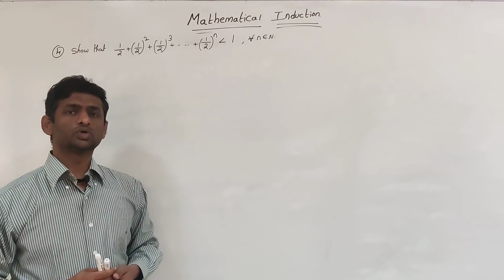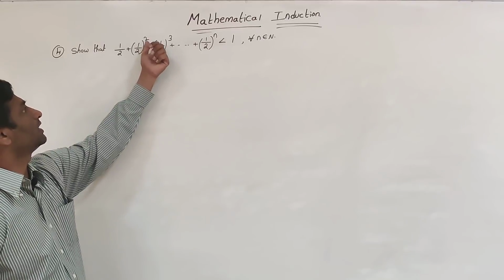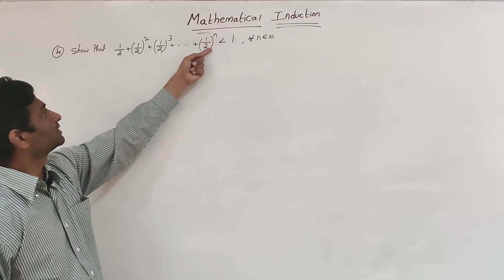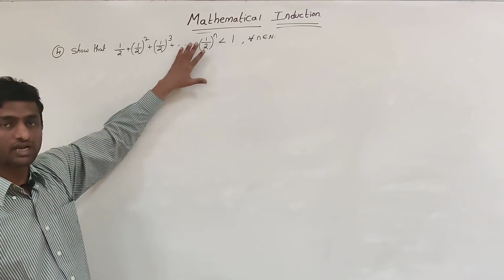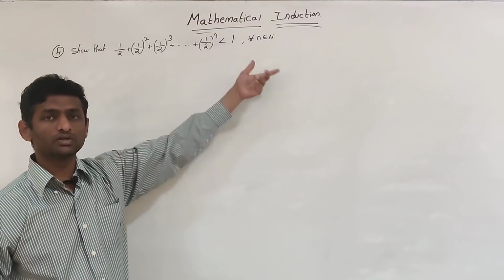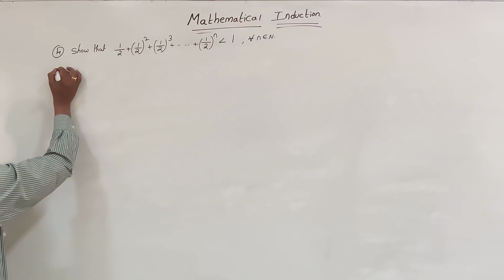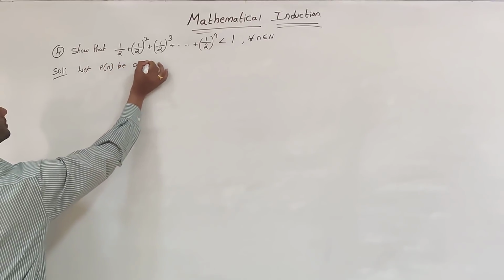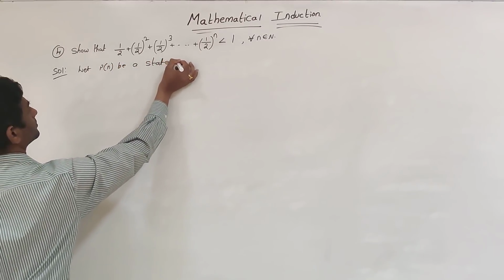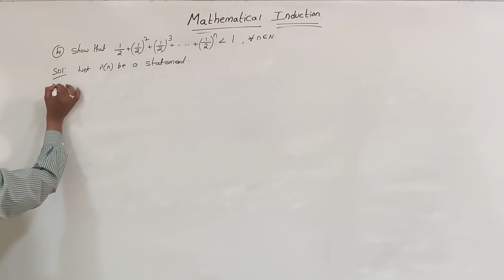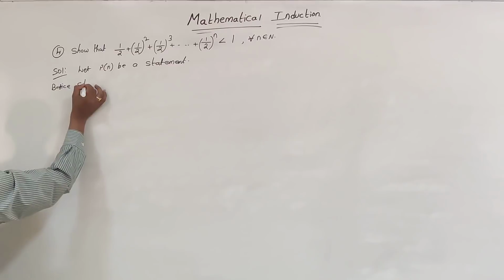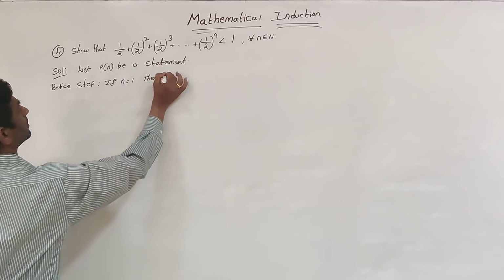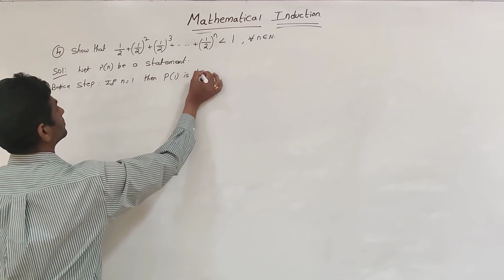So the problem is, show that 1 by 2 plus 1 by 2 whole square plus 1 by 2 whole cube and so on up to 1 by 2 whole power of n, the sum of the value on the left hand side, is always less than 1. That is our RHS. So proof: let P of n be a statement. So basic step: if n is equal to 1, then P of 1 is true.